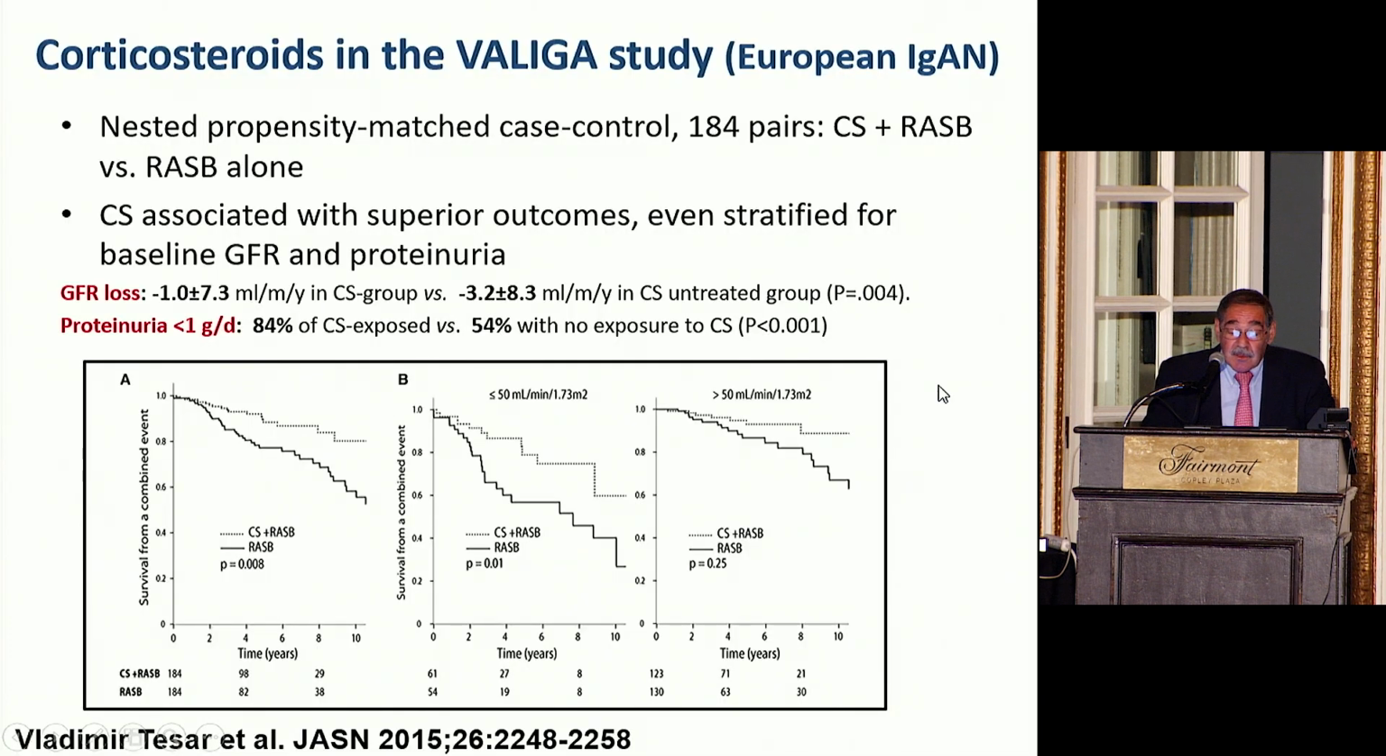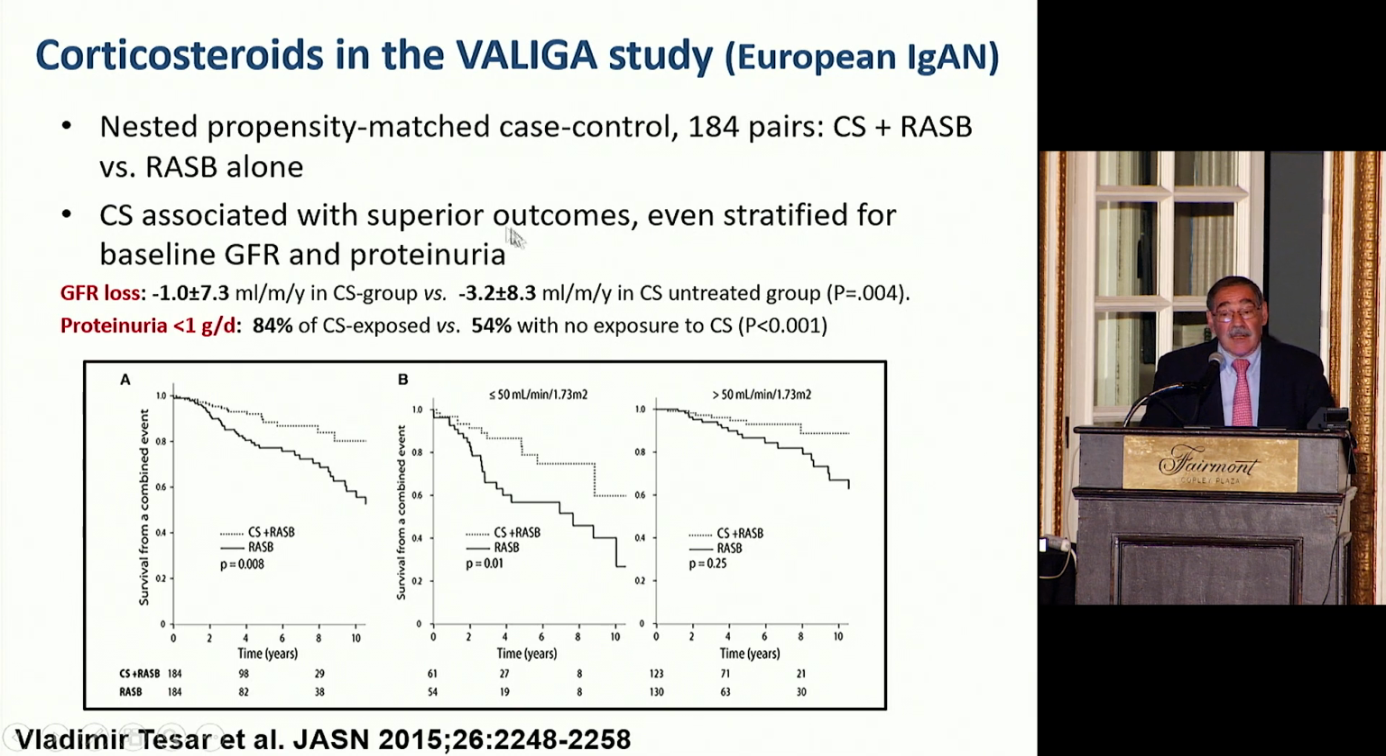One other study that's worth mentioning, steroids in the Valiga trial that I mentioned before. They looked at a nested propensity matched case control study, 184 pairs, of which they're matched for almost everything. One group had steroids, one group did not have steroids.